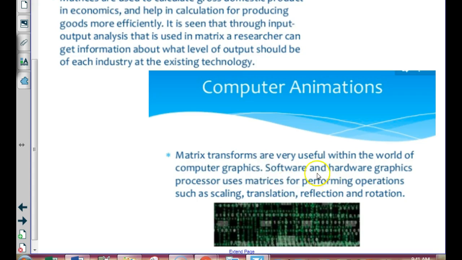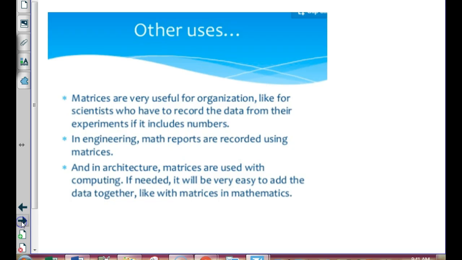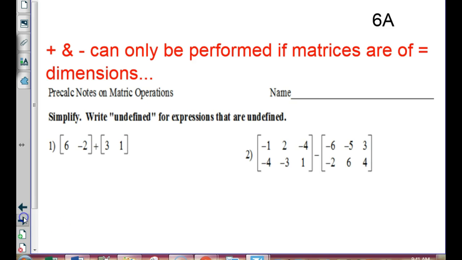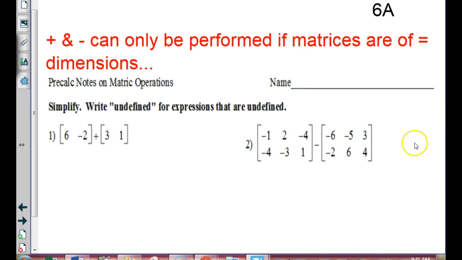Computer animations, I thought was one you guys might be interested in. All that gaming stuff, they use matrices to take a figure and transform it across the page, to make it bigger, smaller, reflect it, rotate it, etc. It's also useful for anything to do with engineering, architecture. Basically, anytime you have more than one unknown value, you can use a matrix to solve. So we're going to use it to solve systems of 3 equations and 3 variables shortly. But today we're just going to talk about what you can do with a matrix.